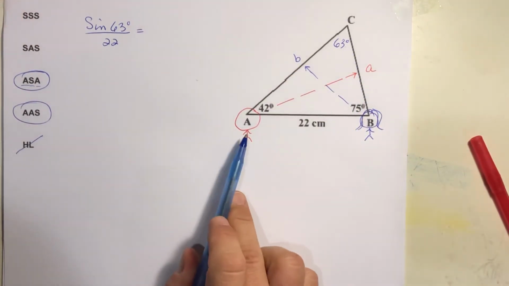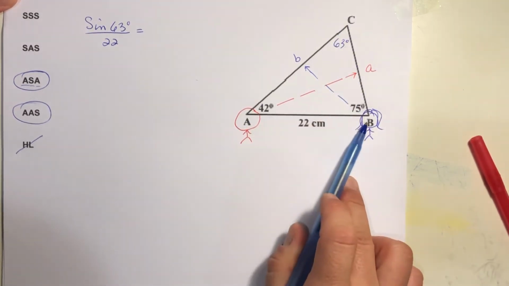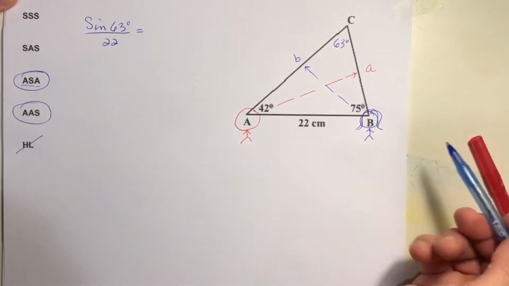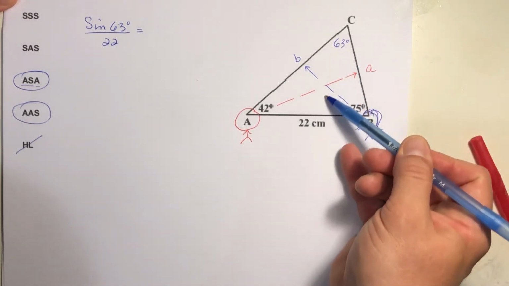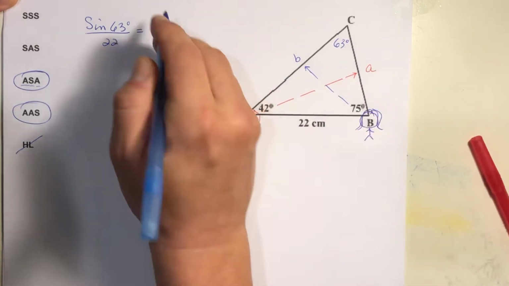Now what I'm going to do first is solve for this side that's opposite of him, or the length of AC. I'm going to use lowercase a as my variable. So one more time, I'm going to say the sine of 63 is to 22 as the sine of 42 degrees is to a.